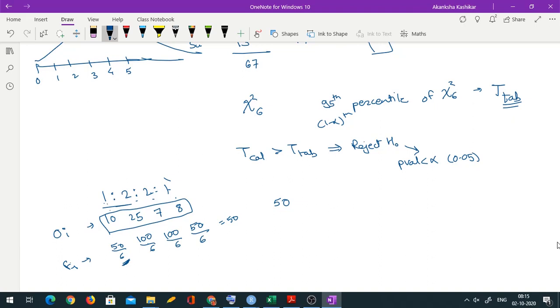So this is 1 out of total. So 1 by 6, 2 by 6, 2 by 6, 1 by 6. 6 I am getting as 2 plus 2 plus 1 plus 1. Okay, so this is the observed proportion, this is expected proportion. Now I can again compute (OI minus EI) whole square upon EI, and I would compare this with chi-square with 3 degrees of freedom. Why 3? Because I had 4 classes, so 4 minus 1, 3.